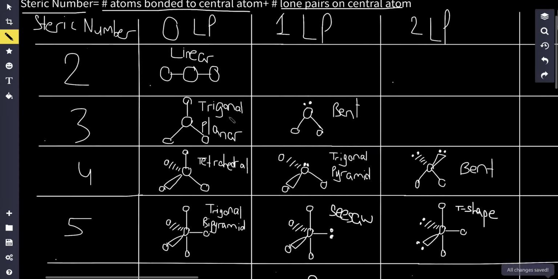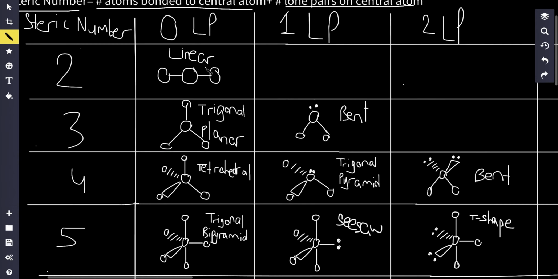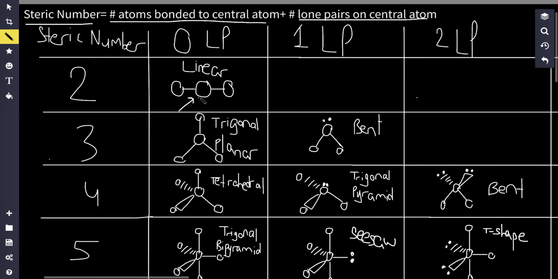Anyways, now that we got that out of the way, we can start looking at the structures. So when your steric number is 2 and you have 0 lone pairs, you're going to have a linear structure. You have your central atom, and it's going to be bonded to 2 atoms at the side, and they're going to be trying to get as far away from each other as possible. So this is going to be the optimal sort of structure. It's going to have a 180-degree bond angle.